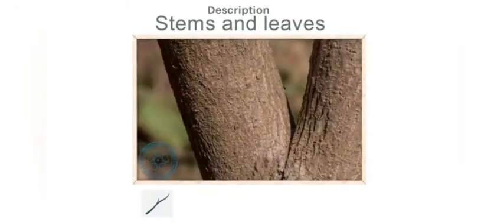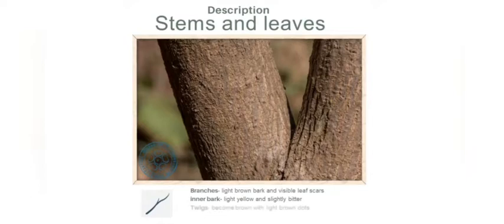It has branches with light brown bark and visible leaf scars. The inner bark is light yellow and slightly bitter. The twigs become brown with light brown dots, and the lenticels are small, oval rounded spots upon the stem or branch of a plant from which the underlying tissues may protrude or roots may issue.